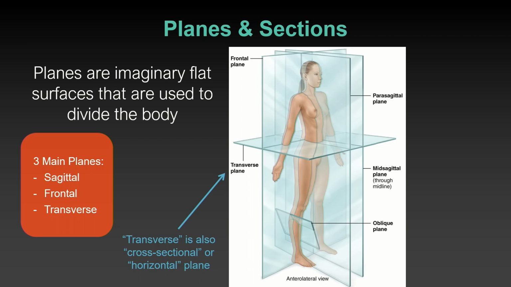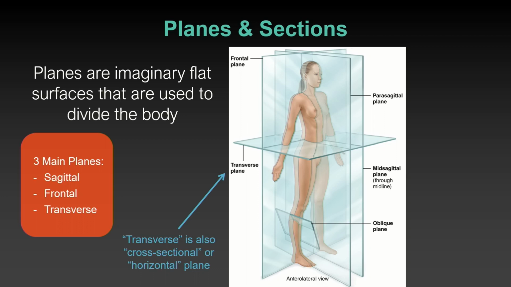Anything else is called oblique. That's easy to remember. Anything on an angle, anything that's not on one of the well-defined axes, is called oblique. And you can see an oblique plane on this person's right calf, at an angle through the lower leg on this example. Everything else is oblique. We're mainly concerned with those three main planes.